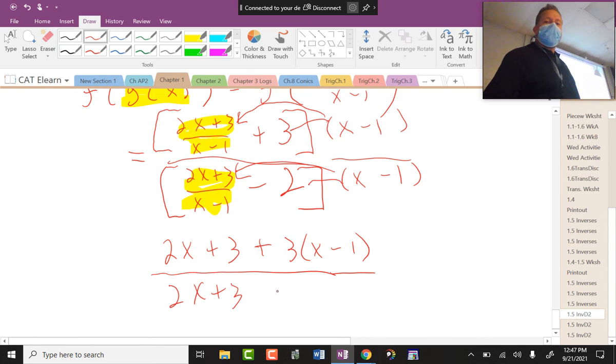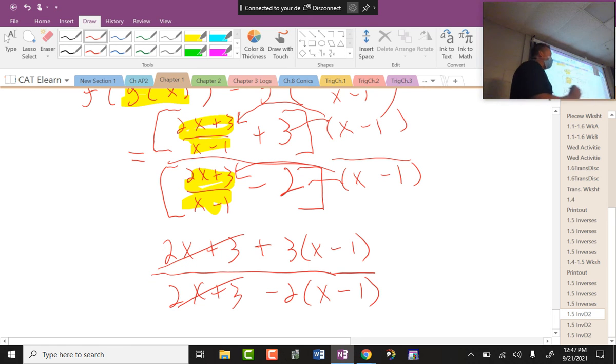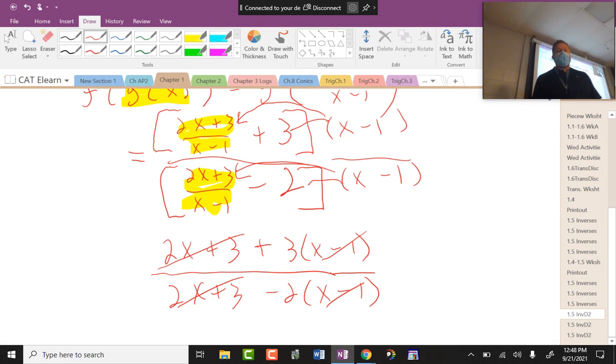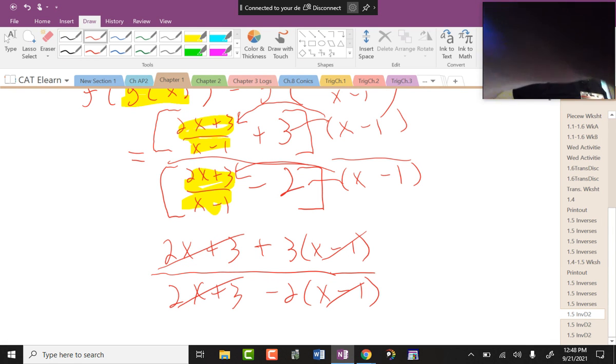Oh, and then don't forget, minus 2 times x minus 1. Here we go again. Should I cancel these two? Yes or no? People are still going to do it. Should I cancel these two? No. Those are all still parts of sums or subtractions. You cannot take part of a sum and cancel it with something else.